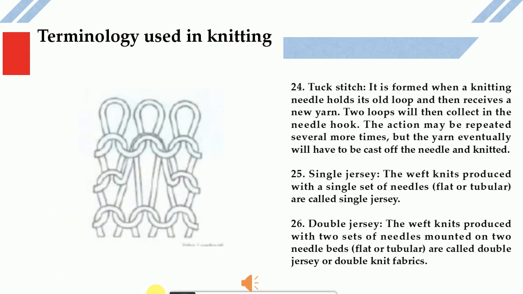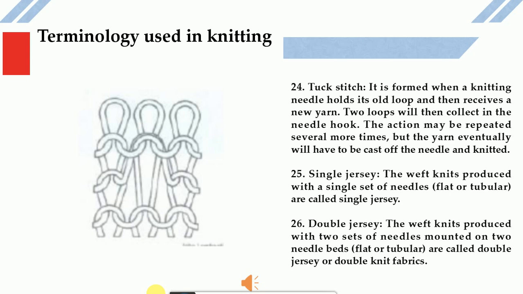24. Tuck stitch. It is formed when a knitting needle holds its old loop and then receives a new yarn. Two loops will then collect in the needle hook. The action may be repeated several more times, but the yarn eventually will have to be cast off the needle and knitted. 25. Single jersey.